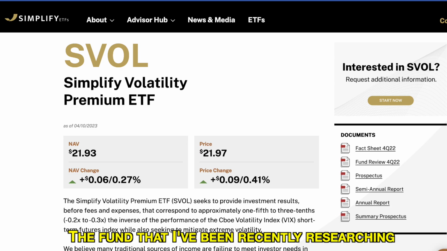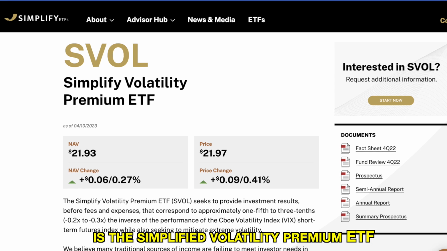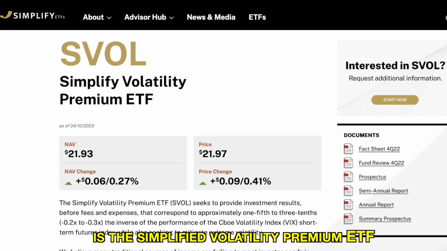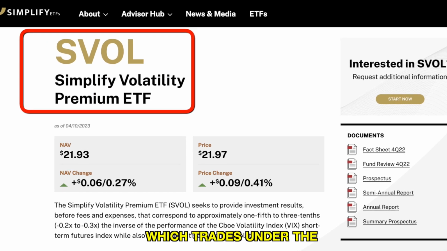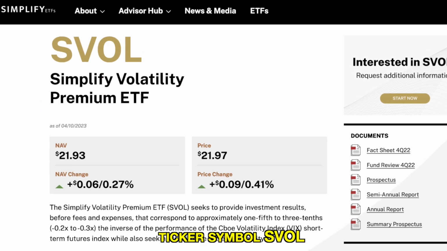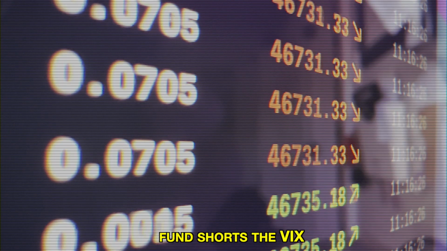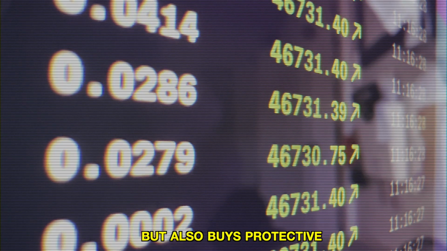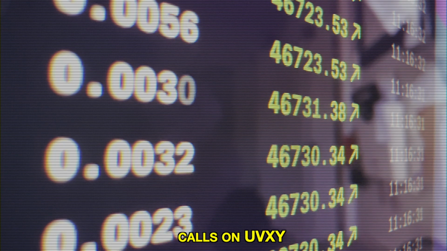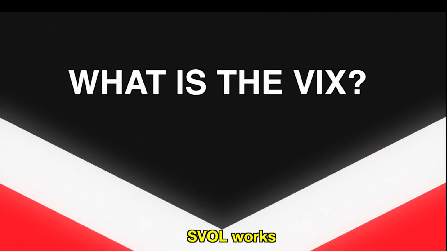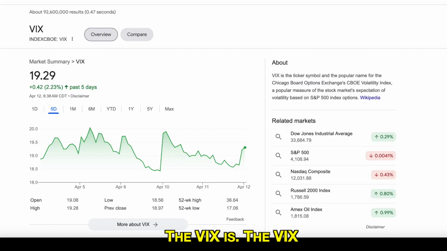The fund I've been recently researching is the Simplify Volatility Premium ETF, which trades under the ticker symbol SVOL. Basically, this fund shorts the VIX, but also buys protective calls on UVXY as a hedge. To understand how SVOL works, you need to understand what the VIX is.